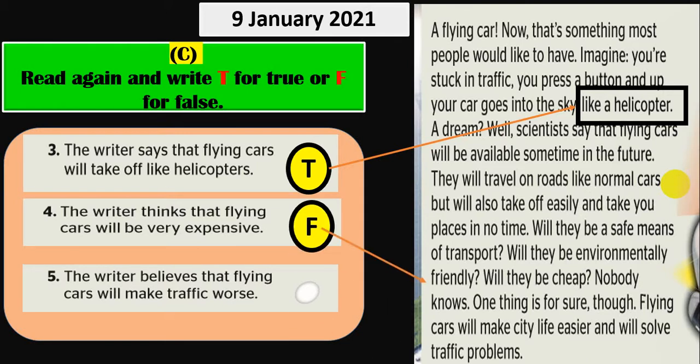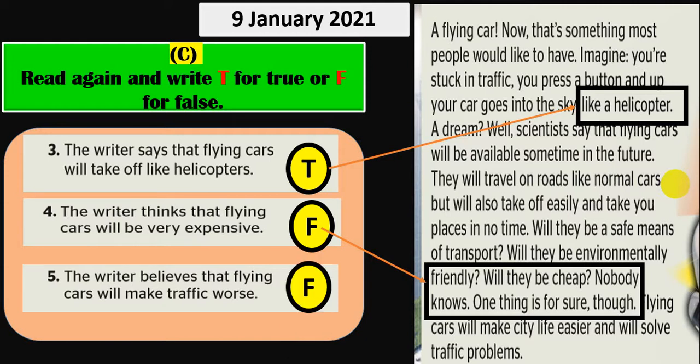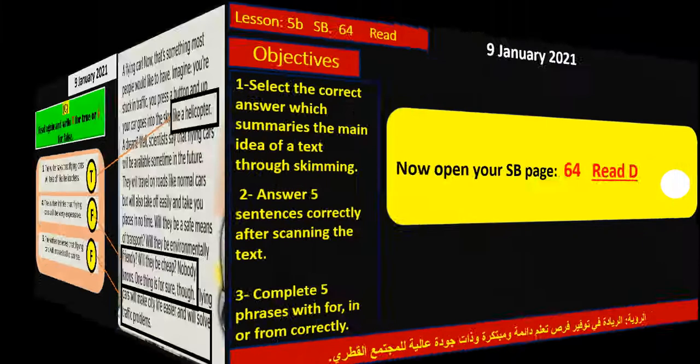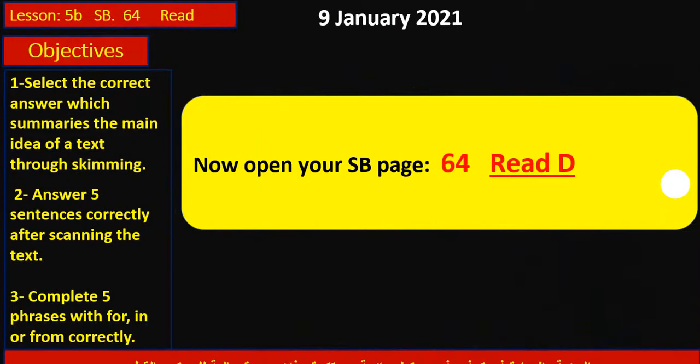False. Let us see where I can find the answer. Friendly, cheap. So he thinks, in his opinion, it will be cheap. Number 5. The writer believes that flying cars will make traffic worse. False. So, cars will make city life easier and will solve traffic problems. Very great. We're done with exercise C.